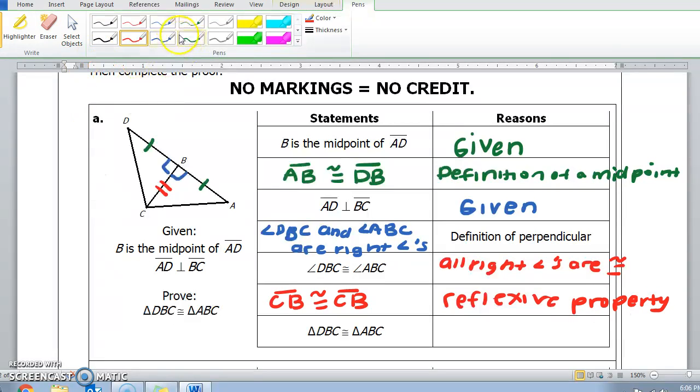So now we have enough information to prove congruent triangles. The reason for that, triangle DBC is congruent to triangle ABC, is because of side, angle, side. The angle is held between the two sides. And now we've proved congruent triangles.